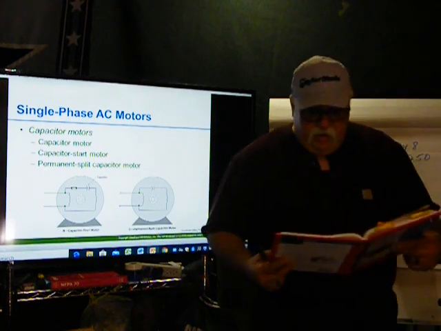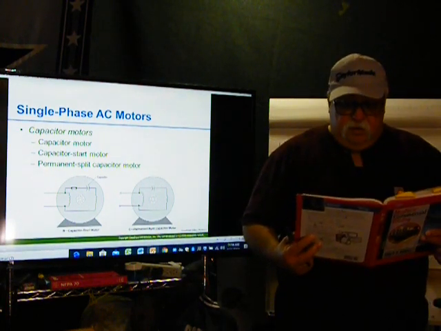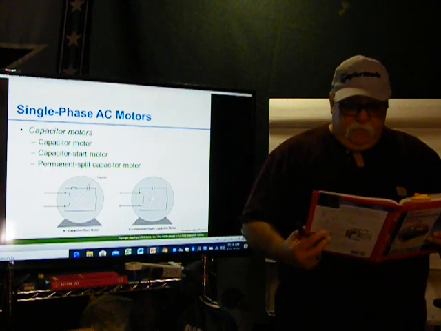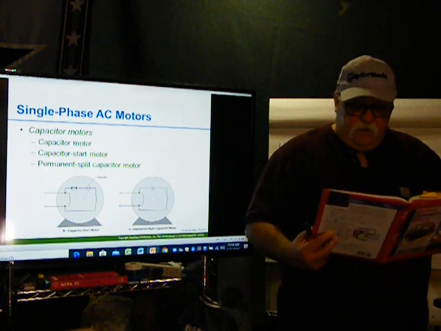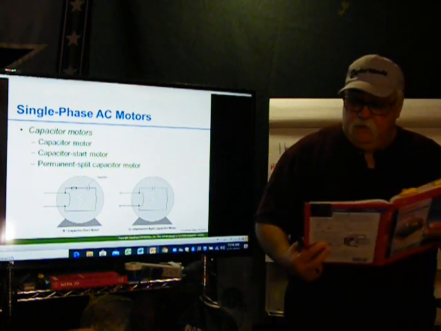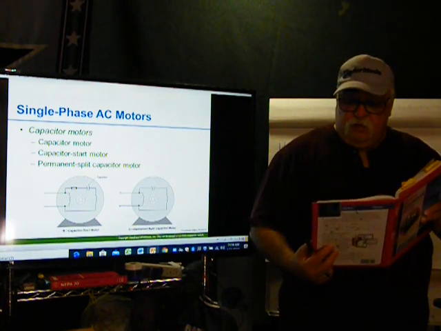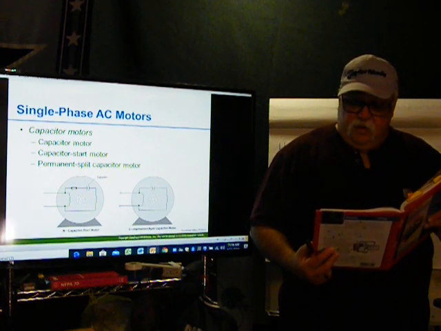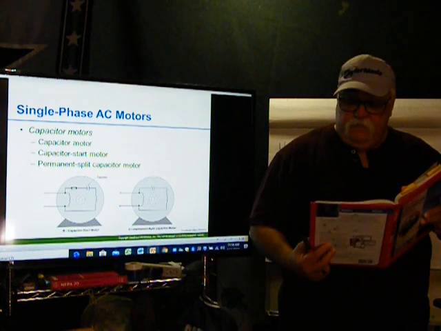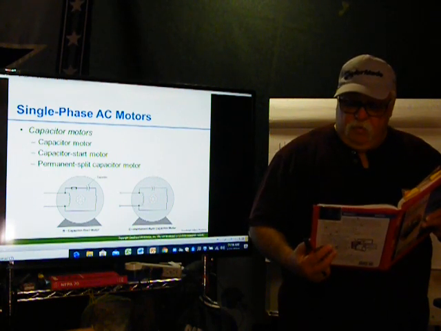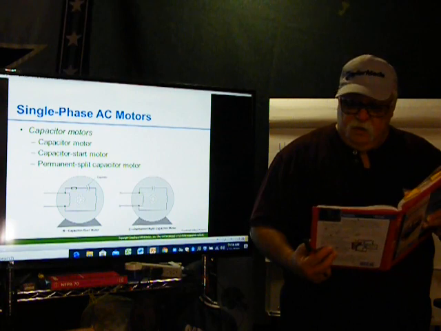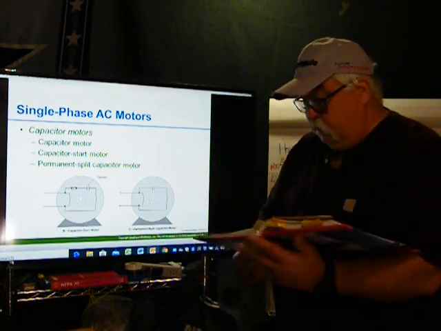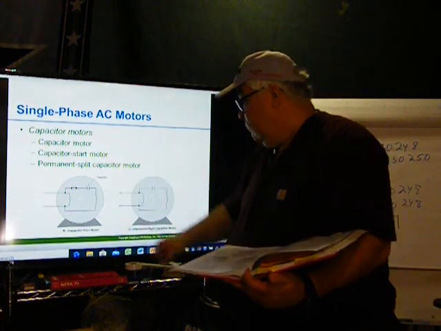It says a capacitor motor has auxiliary windings connected in series with a capacitor. These motors have low starting torque but high running torque. A capacitor start motor: this type of single phase motor is identical to the split phase motor with a capacitor added to create a higher starting torque. The capacitor is connected in series with a start winding with a centrifugal switch. When the motor reaches its running speed, the switch opens and the capacitor and auxiliary windings are removed from the circuit. So that's this one here.